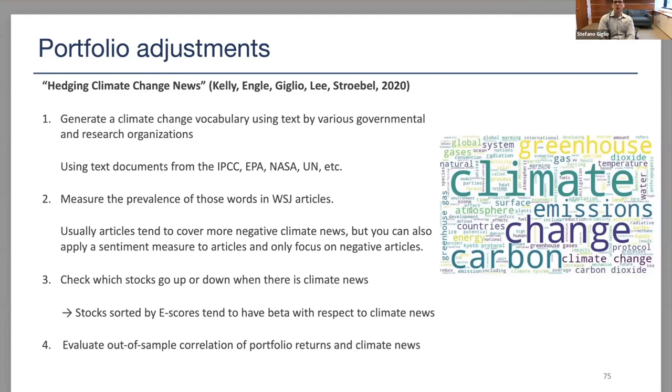This does the following. We generate a climate change vocabulary by reading a lot of text from white papers that scientists use to communicate to lay people: the IPCC, the EPA, NASA, and so on. So this is not purely scientific language. This is language supposed to communicate with a person who's not a specialist. Then we ask each day, how much is the Wall Street Journal using that language? We measure that day by day. And then we have a different measure that asks whether the Wall Street Journal is talking with a negative sentiment or a positive sentiment about this.